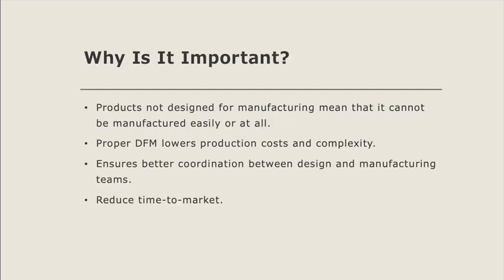So why is this important? Because if you don't design for manufacturing, then the product might simply not be able to be manufactured easily or at all. Designing for manufacturing properly will result in lower production costs and complexity, which helps down the road because it could help in making the product easier to fix and repair. It ensures better coordination between design and manufacturing teams, so the design team does not spend lots of time designing something that cannot be brought into real life, and doing so will also reduce the time to market required for a product.